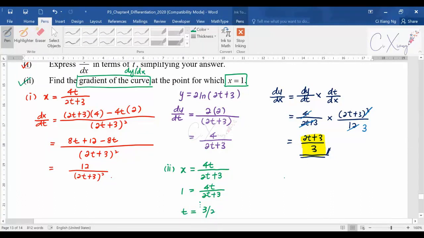Okay, so when you get the value t equals 3 over 2, you just substitute it into your dy/dx to get the gradient of the curve. So 2 times 3 over 2 plus 3, divided by 3. And therefore your dy/dx is 2. So this is very simple actually. This kind of question is very simple, straightforward. Just that you need to find the value for t first from the value of x that they give you in the question. Okay, then after that you can try a harder one.